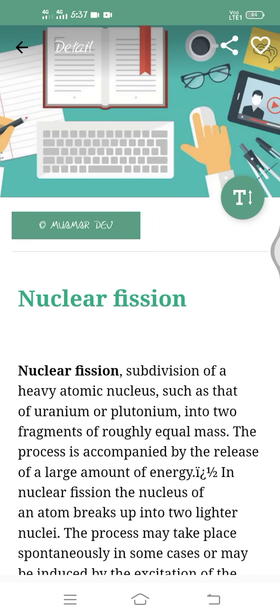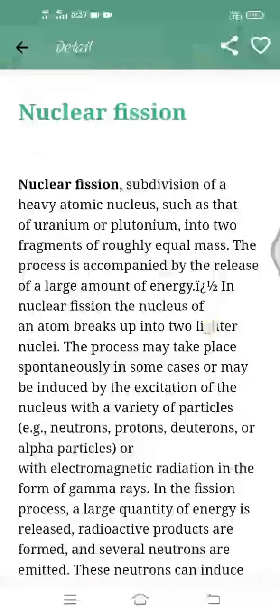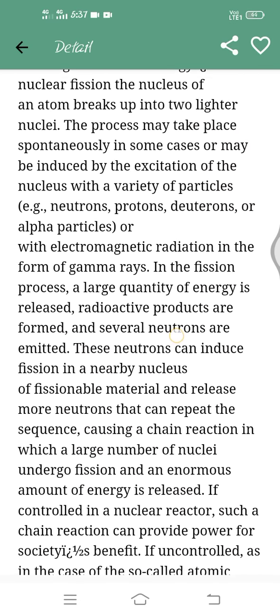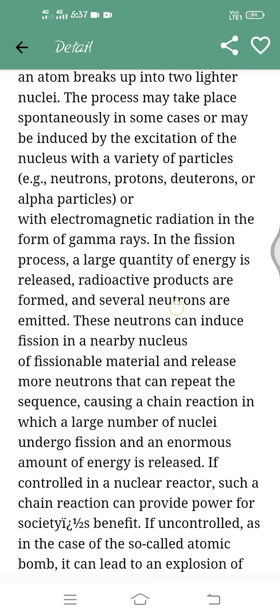What is nuclear fission? Nuclear fission is the subdivision of a heavy atomic nucleus, such as uranium or plutonium, into two fragments of roughly equal masses. The process is accompanied by a release of a large amount of energy. In nuclear fission, the nucleus of an atom breaks up into lighter nuclei.